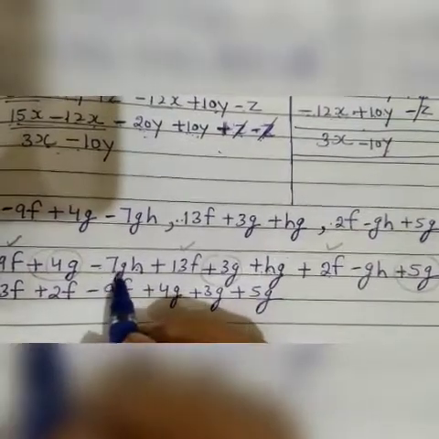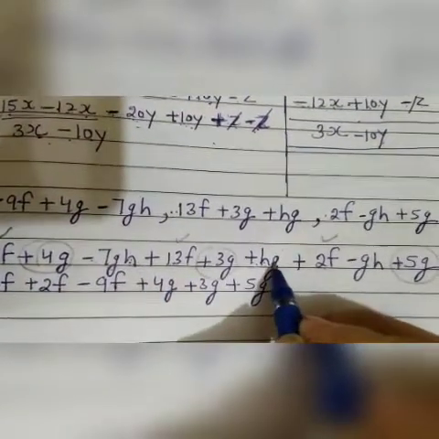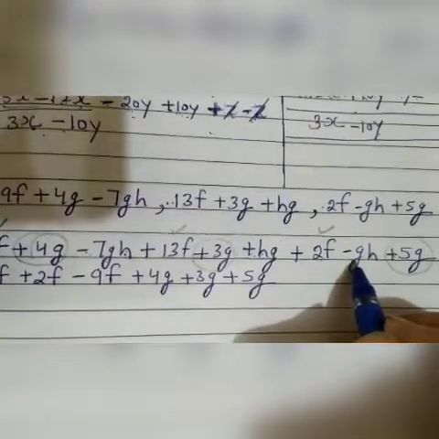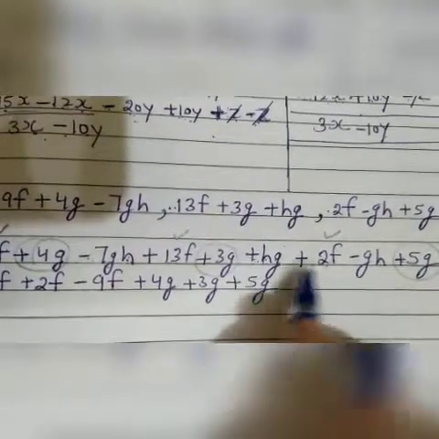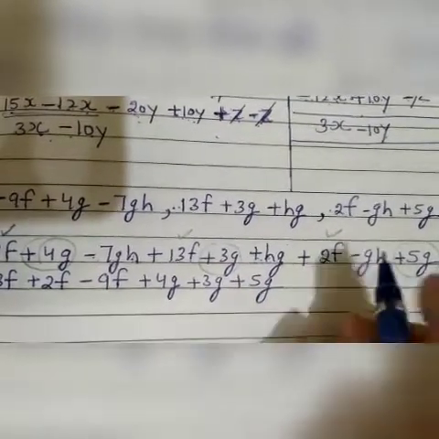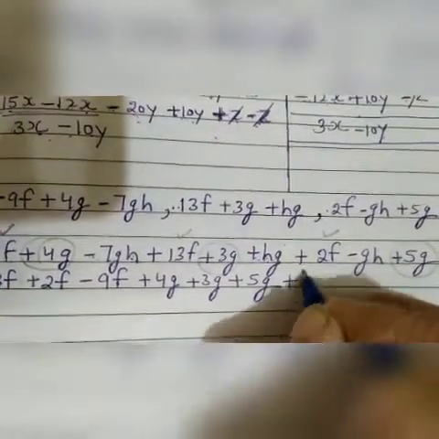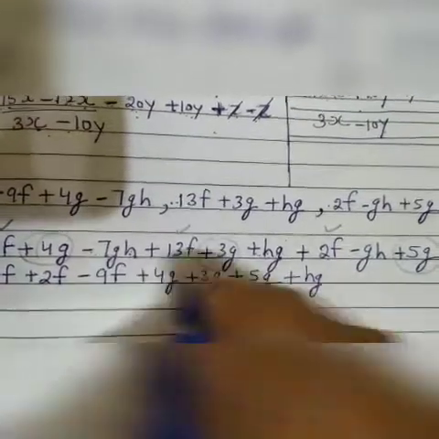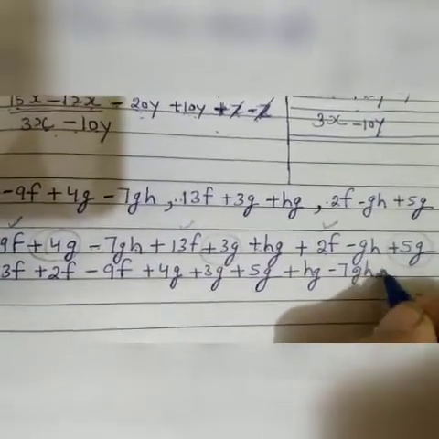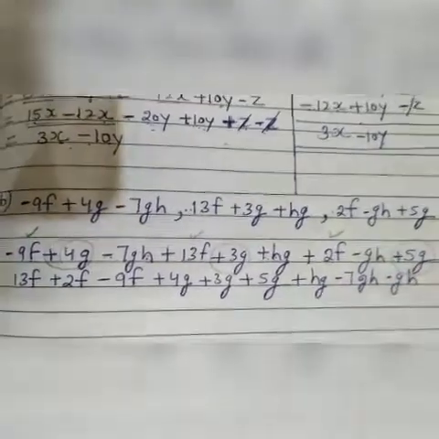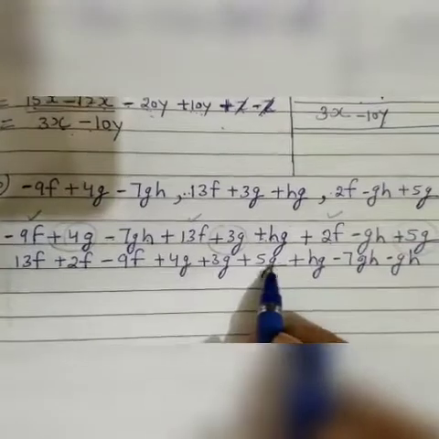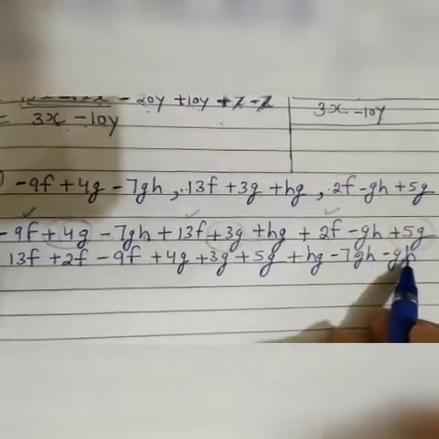So it is minus 7gh, plus hg and minus gh. See here again minus gh. Out of these three terms, one is positive and these two are negative. So first we will write the positive. We will write plus hg, then minus 7gh minus gh. In this step, we have written like terms together.